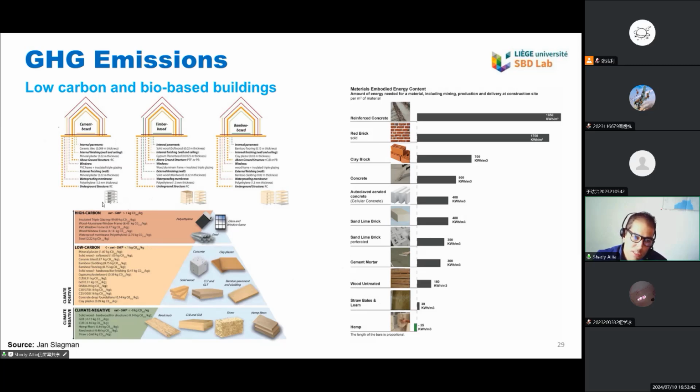You can see here, this is a classical cement-based construction with classical aluminum or PVC windows. We have external wall finishing of mineral plaster. We are using underground structures of reinforced concrete. We are using reinforced concrete in the slabs, in the columns. All that is cement-based technologies. Today, we are moving to a new type of construction, which is timber-based and bamboo-based construction.